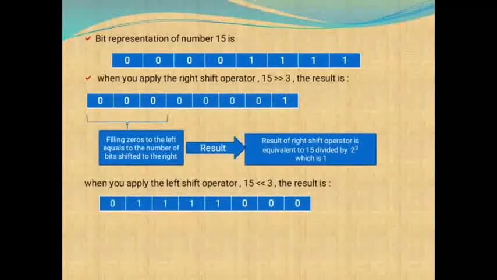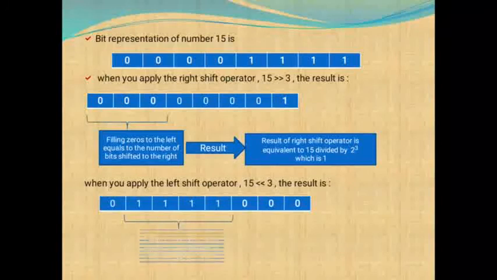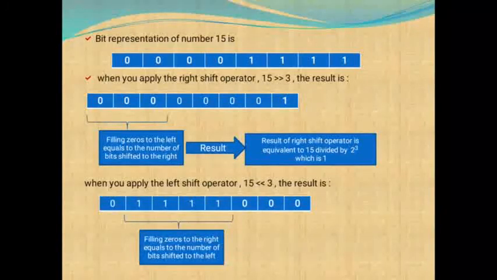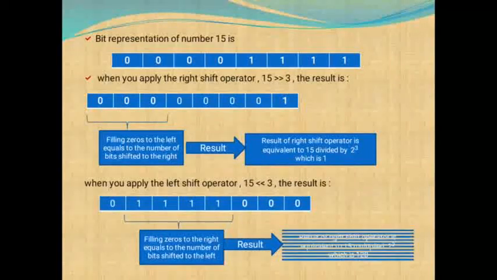Okay, so the value comes as 0, 1, 1, 1, 1 followed by 3 zeros. Okay, so filling zeros to the right equals the number of bits shifted. So 3 ones are shifted over here, that is 4 ones to this side. So where did the 3 zeros here go? Behind. So now the result for the left shift operator is equivalent to 15 multiplied by 2 raised to the power 3, which is 120.